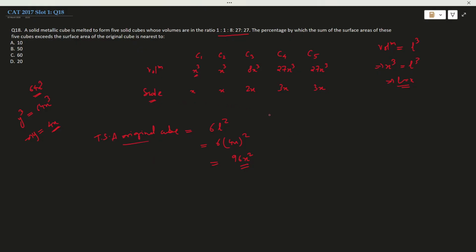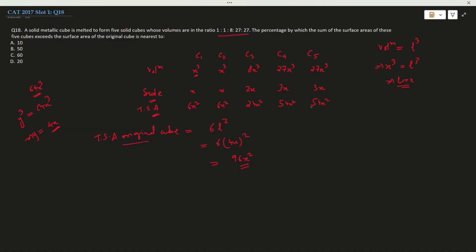And what is the sum of the total surface areas of the 5 cubes? So what will be the surface area? Total surface area will be 6x square. This will be 6x square. So if I square this, I will get 4x square into 6, so 24x square. If I square this, I will get 9x square into 6, so 54x square.